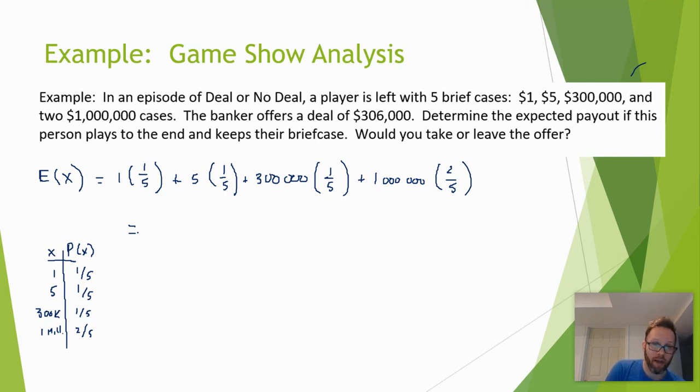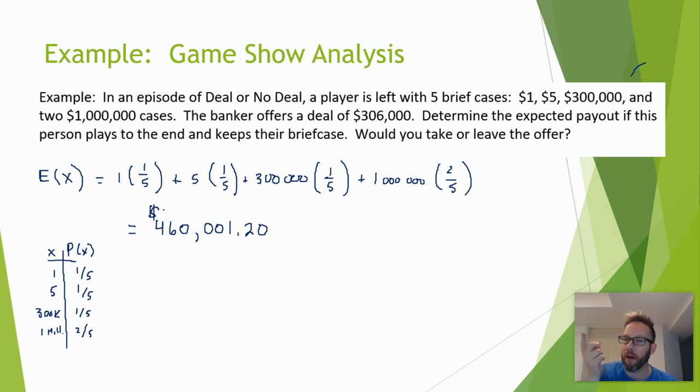You can pause the video and try that, or you can just stick around with me as I manually do this as well. 2, 3, plus that'd be 2 million, and divided by 5. So I got for my expected value here $460,000 and $1.20. So if this player were to just play to the end until they had 1 briefcase left, on average, they would win about $460,000. Now remember, that is an average.